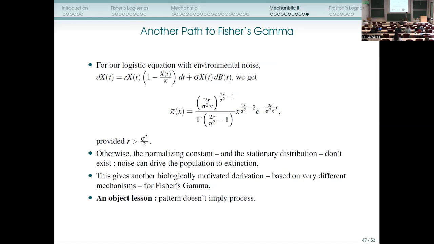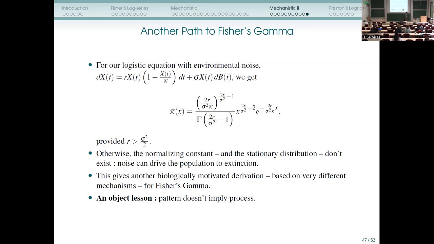Pattern does not imply process. And that is, I think, probably my most important bit of zealotry. When you're doing your modeling, make sure that you are starting off with mechanistic assumptions rooted in biology that are measurable, ideally on individuals, because that's what we're usually measuring.